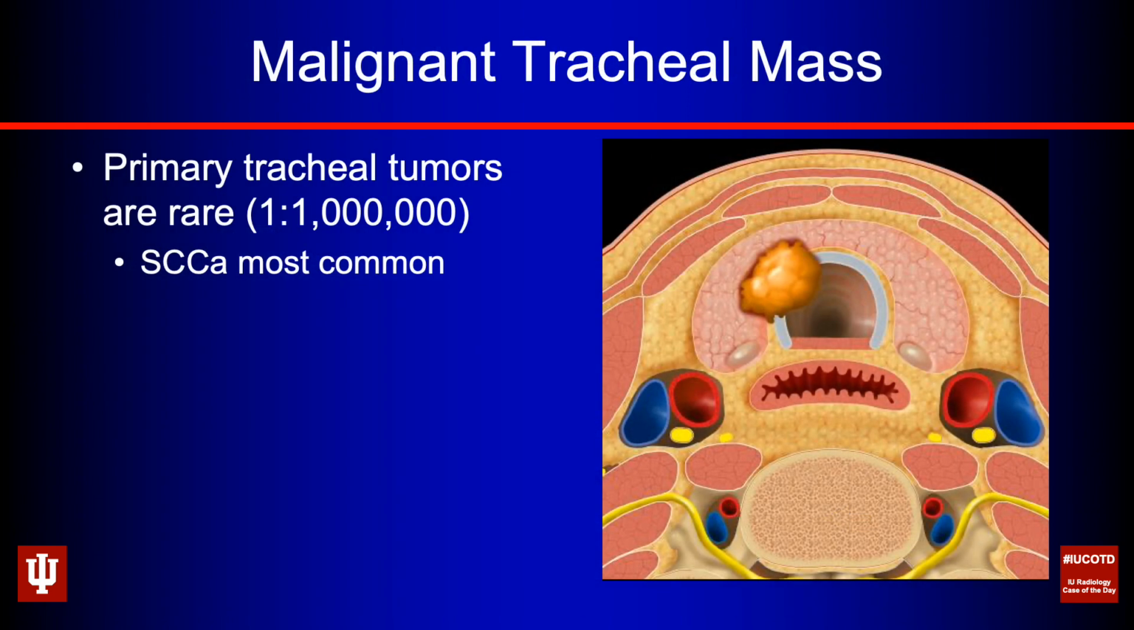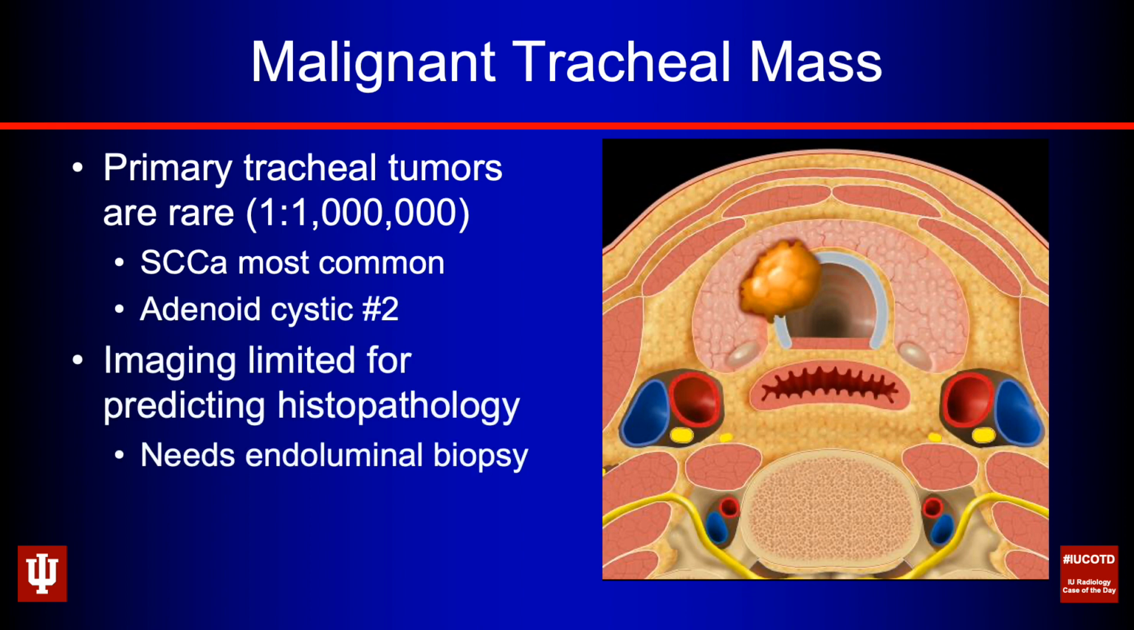Next would be malignant tracheal masses. Now, fortunately, primary tracheal tumors are quite rare. We're talking literally about a 1 in a million diagnosis. And of these, squamous cell carcinoma is going to be the most common culprit, followed by adenoid cystic carcinoma. Now, the imaging is quite limited in terms of trying to predict what the final histopathology is, and that's okay. These patients are going to need an endoluminal biopsy to figure it out.